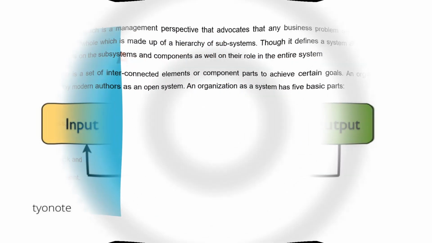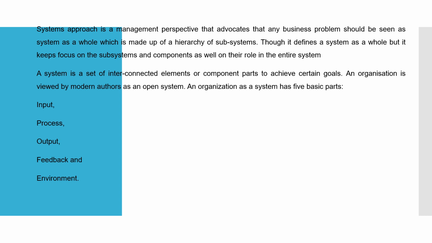The systems approach is a management perspective that advocates that any business principle or problem should be seen as a system as a whole, made up of hierarchies of subsystems. Therefore, it defines a system as a whole, but it keeps focus on subsystems and components as well as their roles in the entire organization.